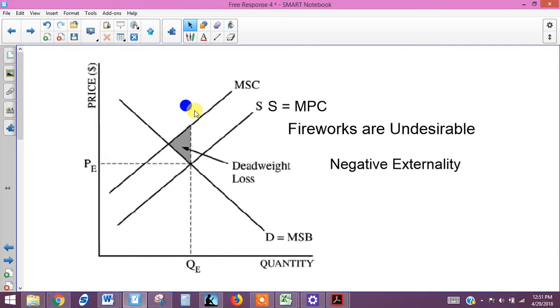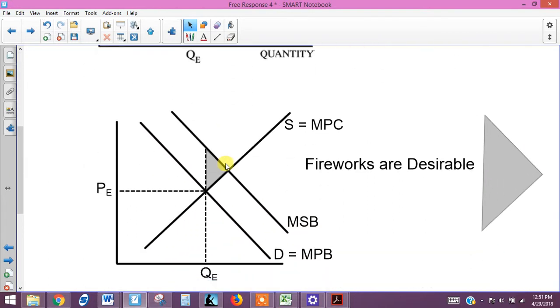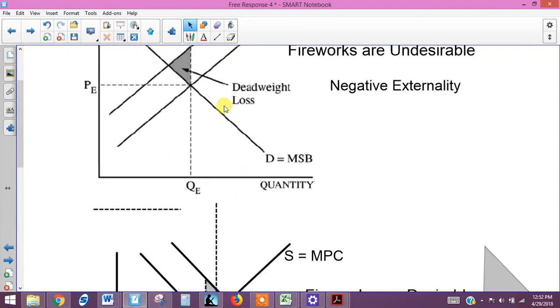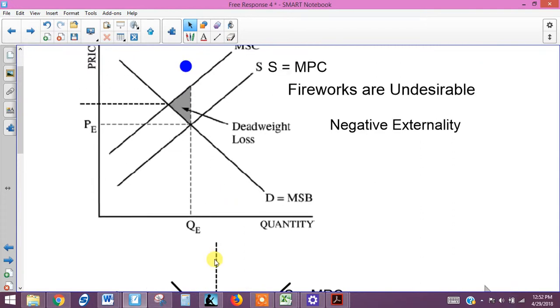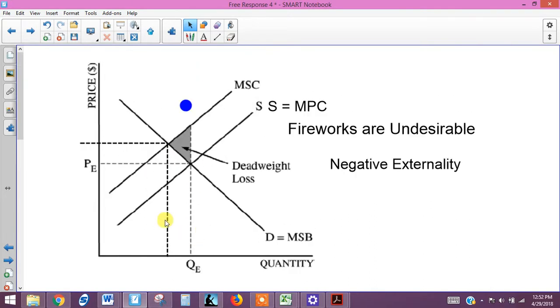Okay, now we know that, and let me clone one more thing, just so we can show this. Now we can show that with this negative externality, the socially optimum price and quantity would be a higher price and lower quantity right here. This would be the socially optimum.